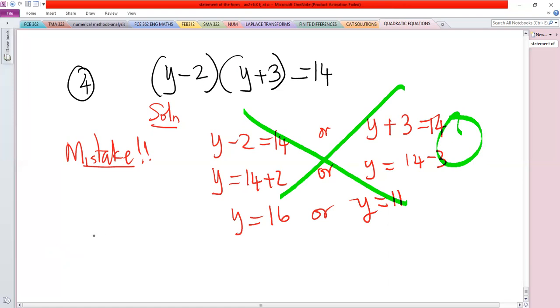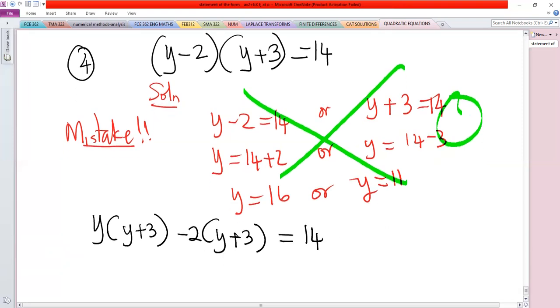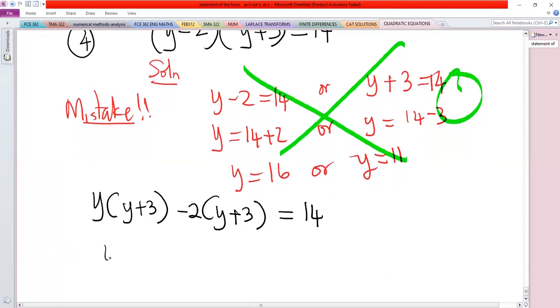So we'll do this one by saying y multiplied by y plus 3 minus 2 times y plus 3 equals to 14. And then this will be y squared plus 3y minus 2y, minus 6. Then bring this one to the left, minus 14 equals to 0.